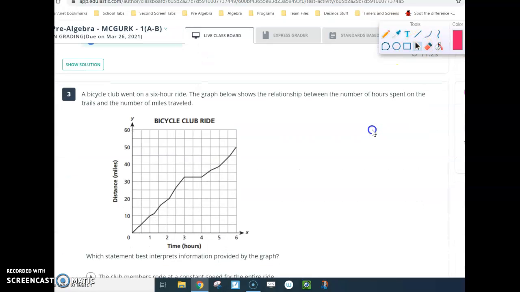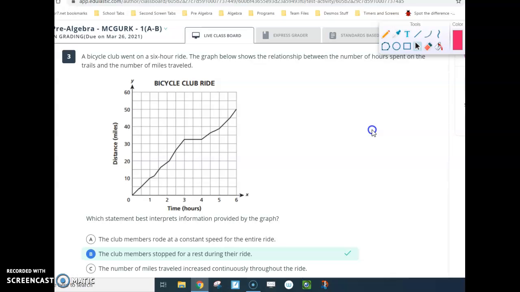Question number 3, wanted to know which statement best interprets the information. The one that best interprets it is B. The bicycle club members stopped for a rest during their ride because their distance was remaining constant during that time.